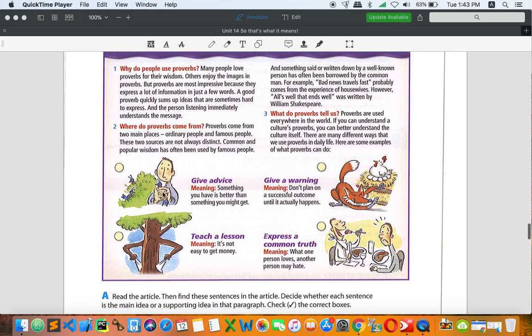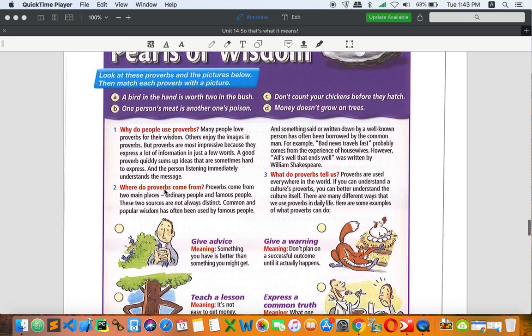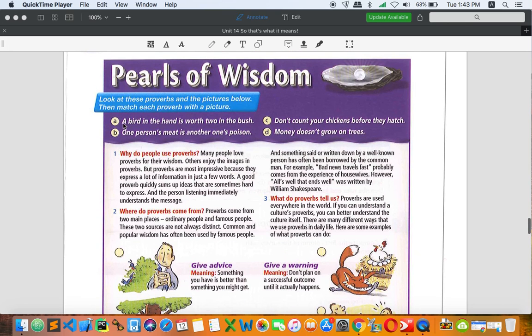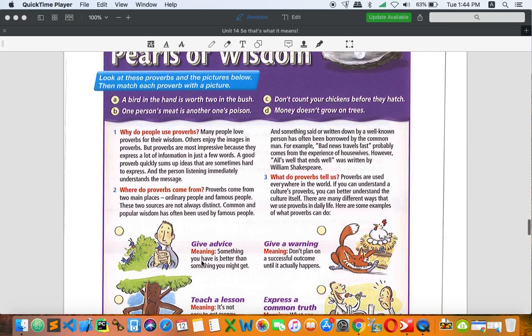For example, it's about bush, birds. So we can say a bird in the hand is worth two in the bush. The meaning is that something you have is better than something you might get. So it means that you have to take care of what you have and not expect something more. So take care of what you have. That is the idea, and then you can go to the rest.